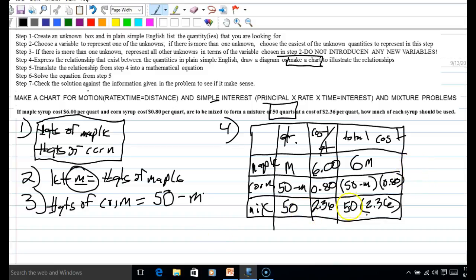So how do I derive an equation? Well, it comes directly from the chart. If I take the cost of the corn syrup plus the cost of the maple syrup, it should equal the cost of the mixture. This represents the cost of the maple syrup that I use in the mixture. This represents the cost of the corn syrup that I use in the mixture. And the sum of these two should give me the total cost of the mixture itself.